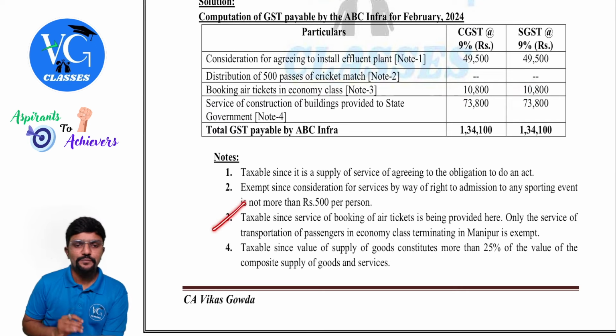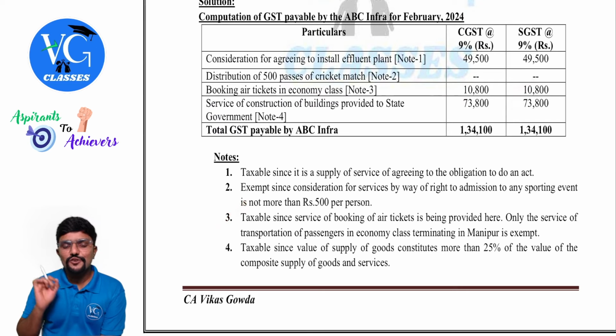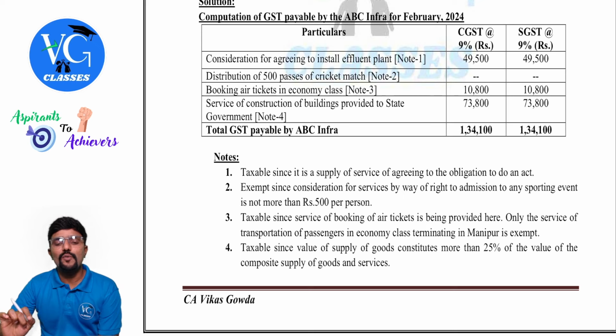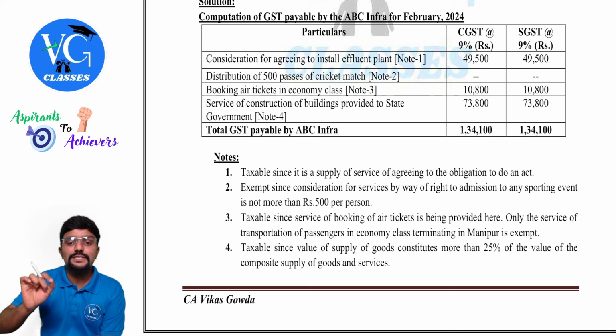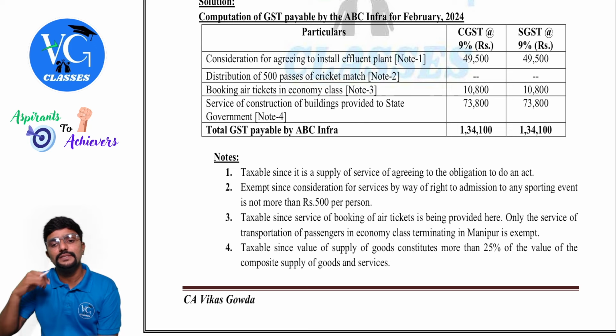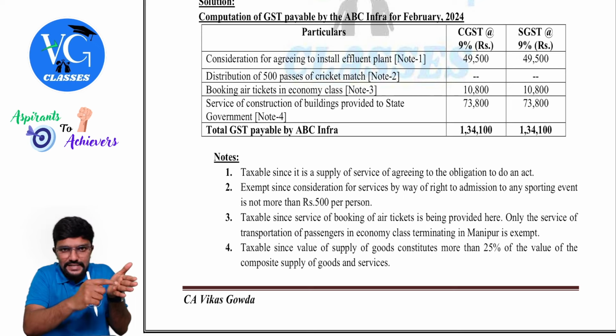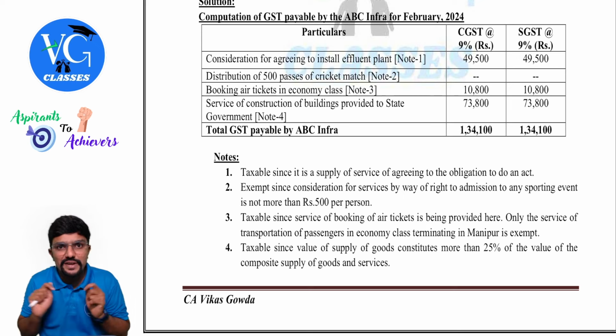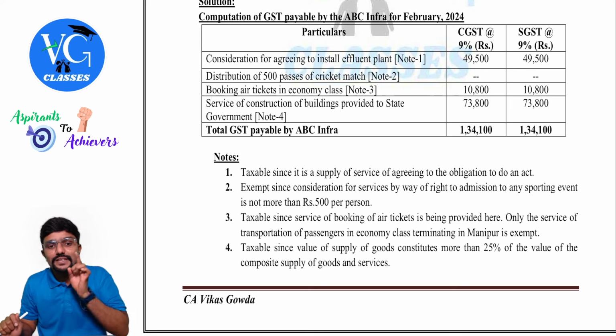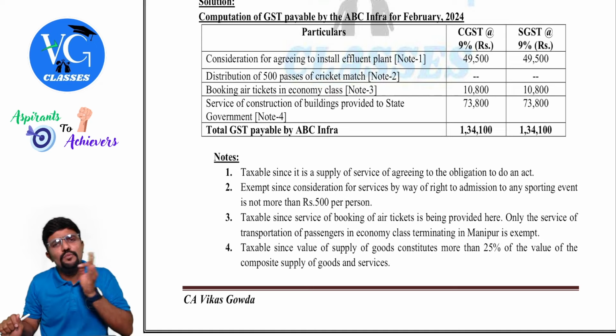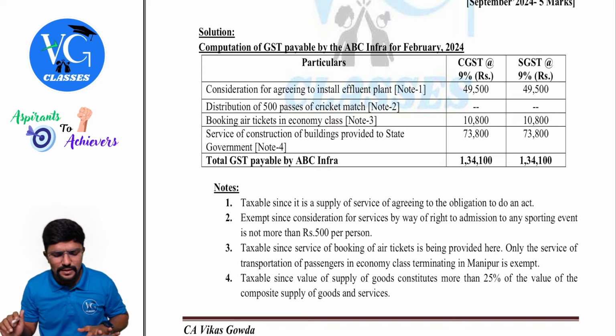You can see the third note. Taxable since service of booking of air tickets is being provided here. Only the service of transportation of passenger in economic class terminating in Manipur is exempt. So if you are directly booking the air tickets, on air ticket GST would be exempt. But here the supplier is providing what service? Booking service. On that he is charging commission.